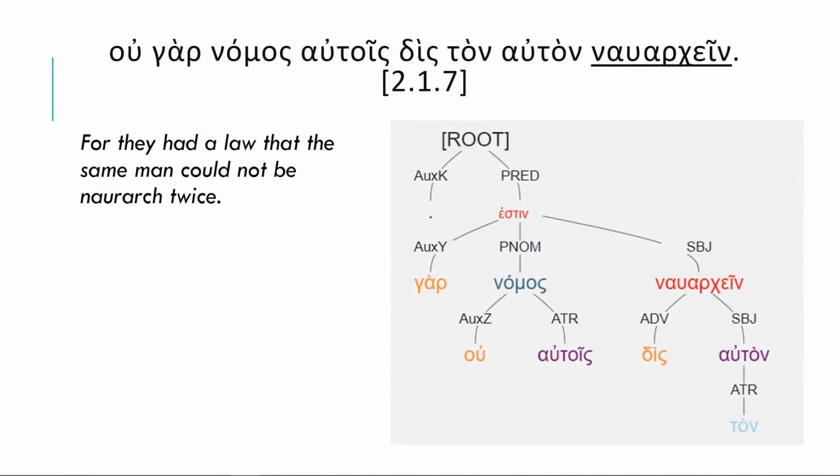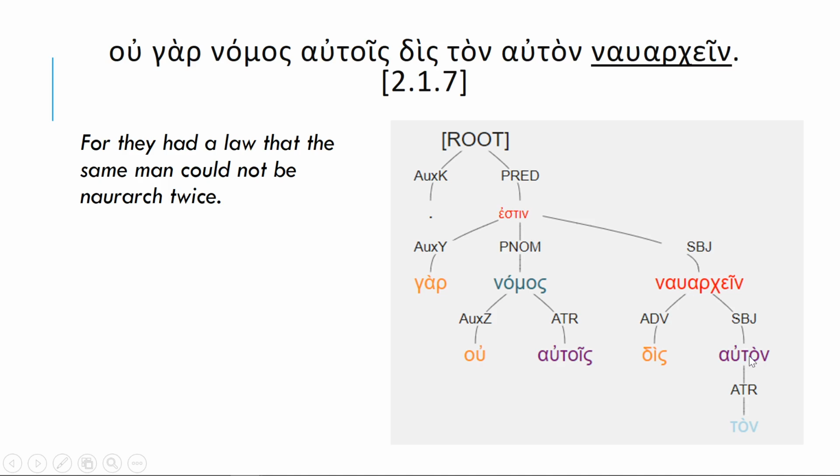All right, so again, we have no verb, so we have to supply the verb to be. The law is. The law is to them not. So they had a law that the "not" has to go in here somewhere, and I put it on law. Literally, it's no law is to them to rule the same man ruling twice.